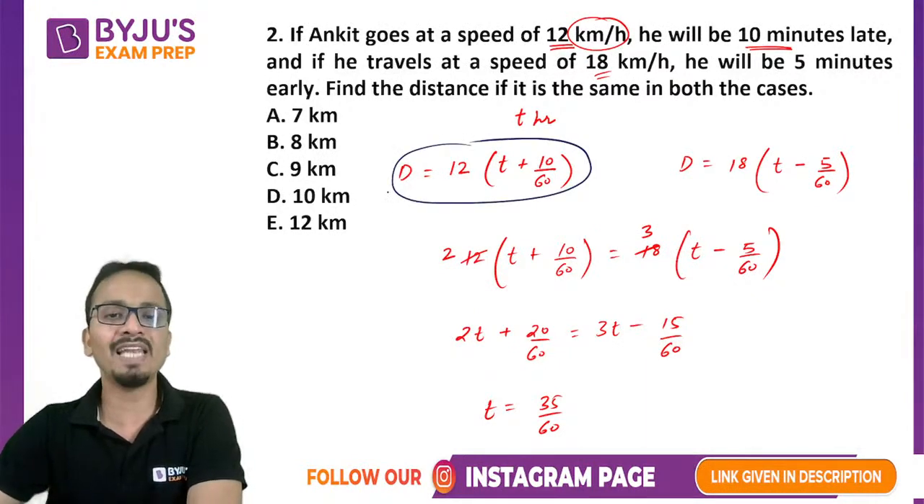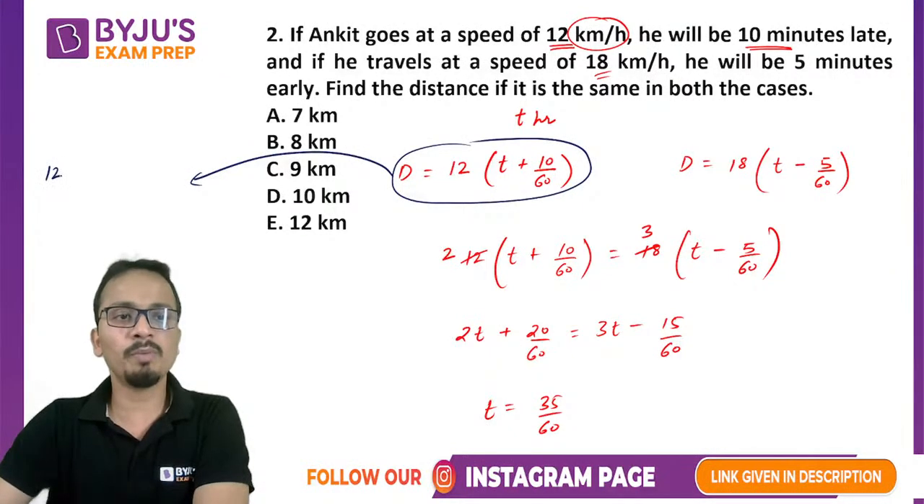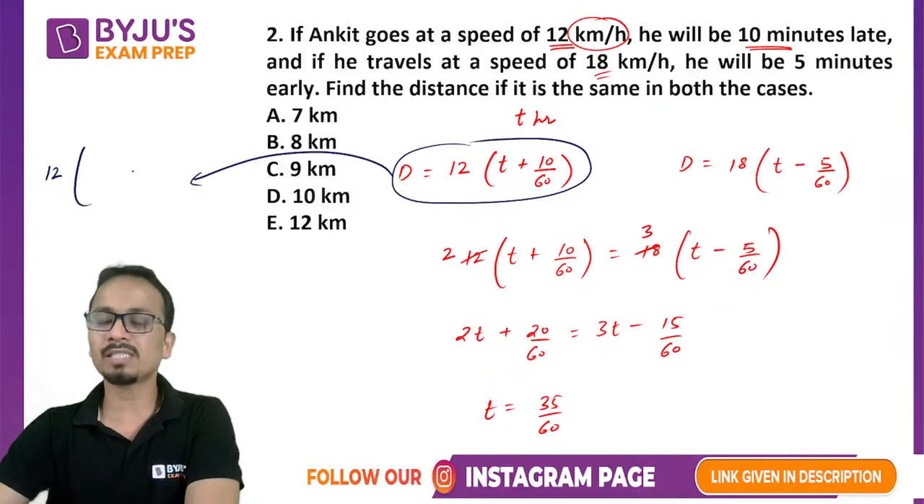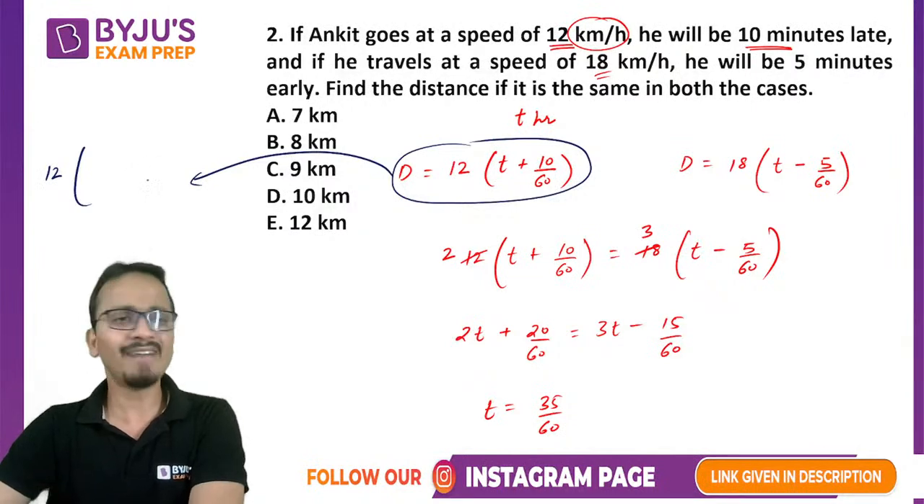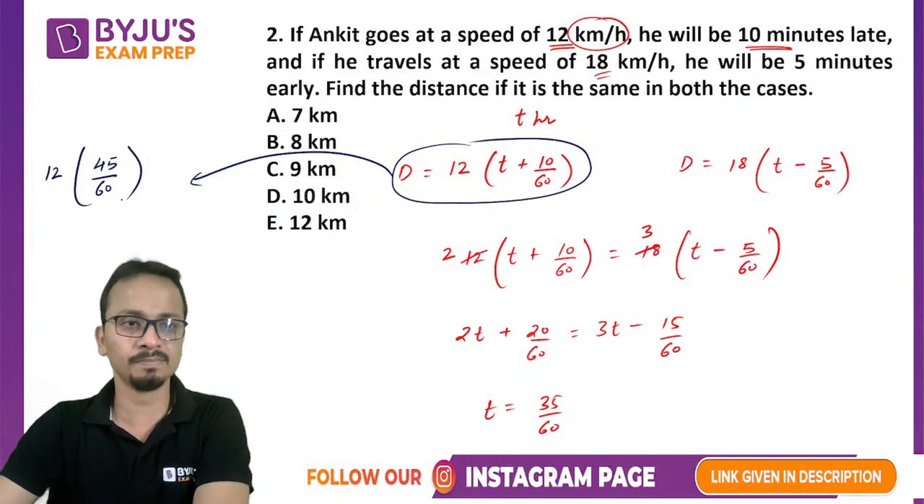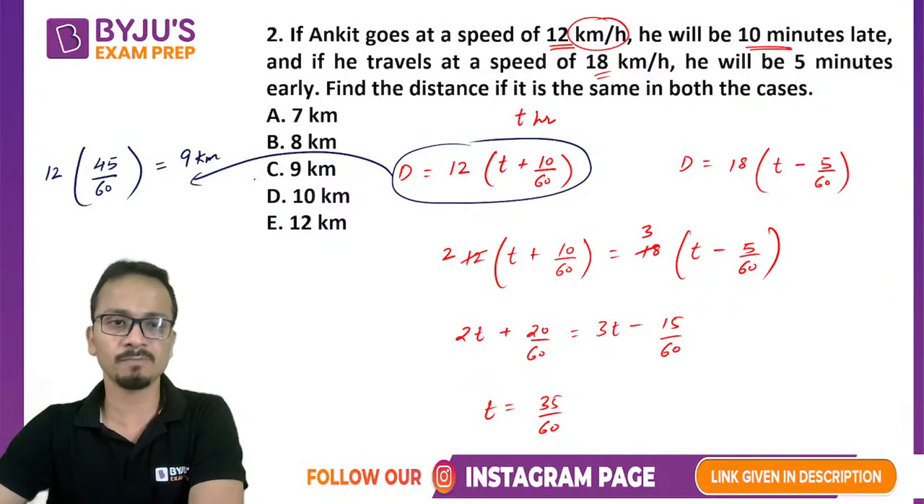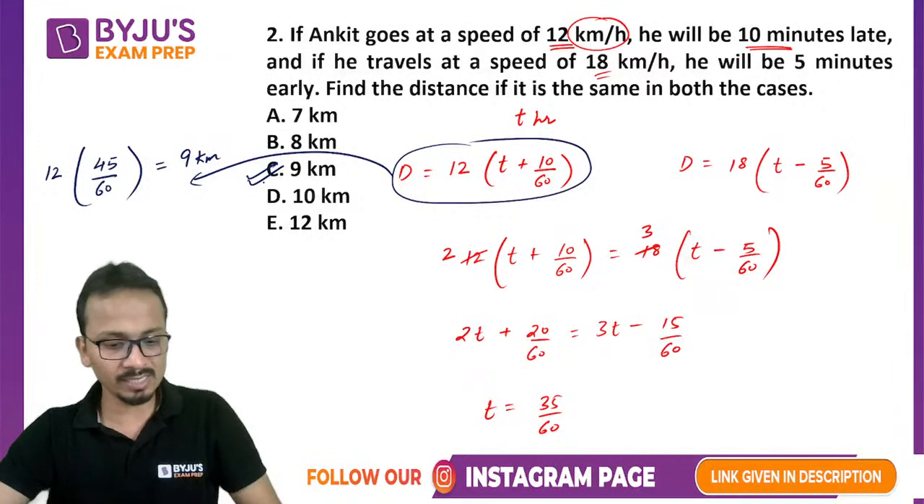I will put the value of t in this case. So distance will become 12 times t plus 10 upon 60. The value of t is 35 upon 60. So 35 upon 60 plus 10 upon 60 will be 45 upon 60. Now using this, you can find out the distance, and this will come out to be 9 kilometers. So the correct answer for this one is C.